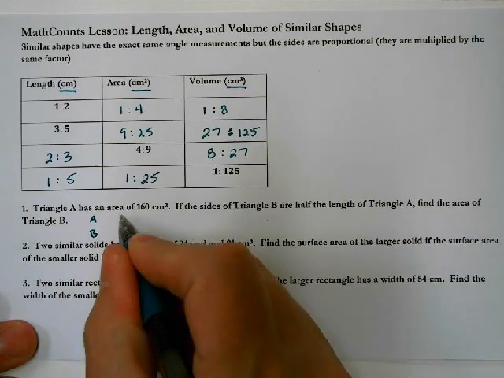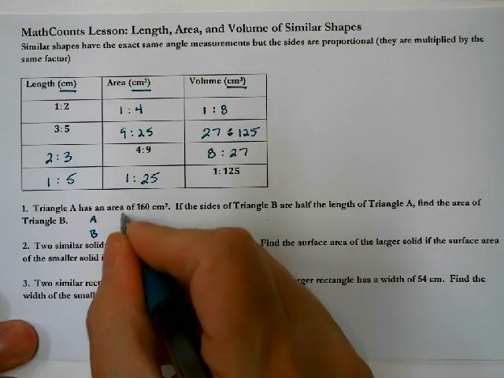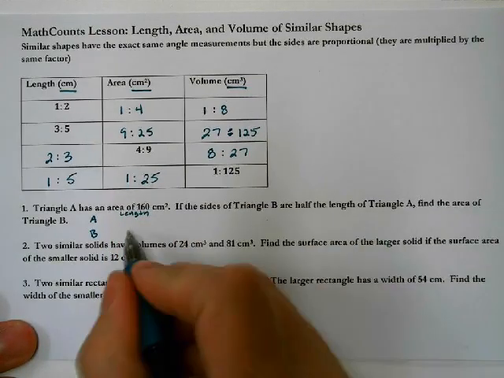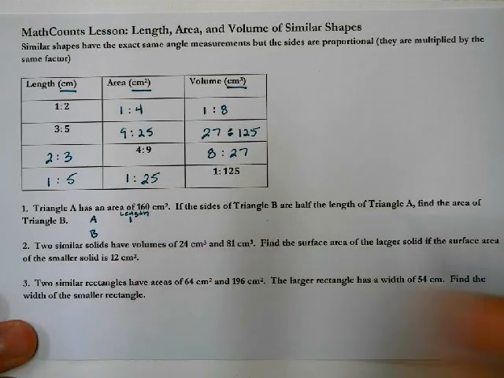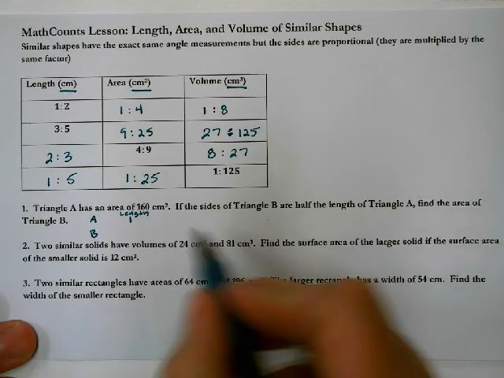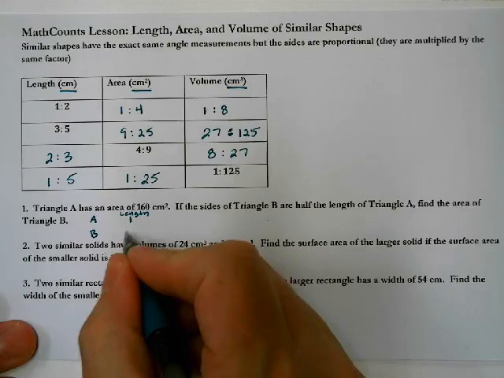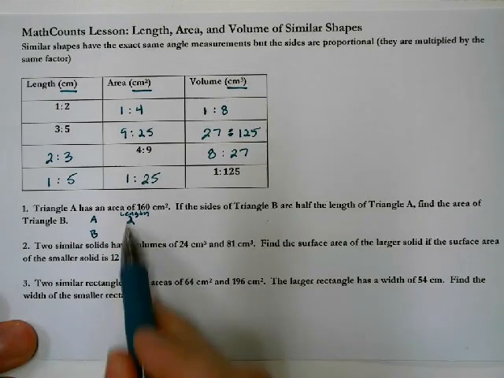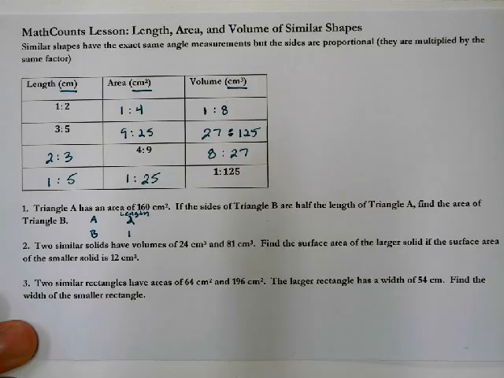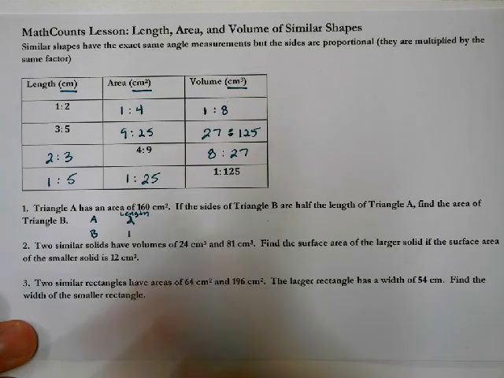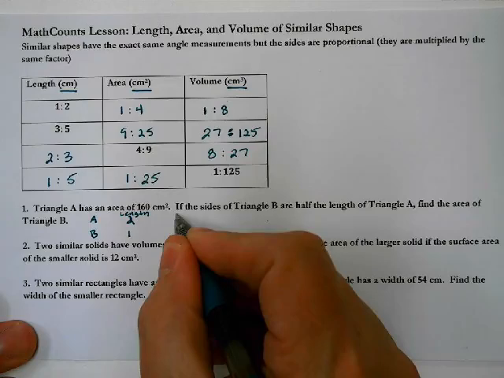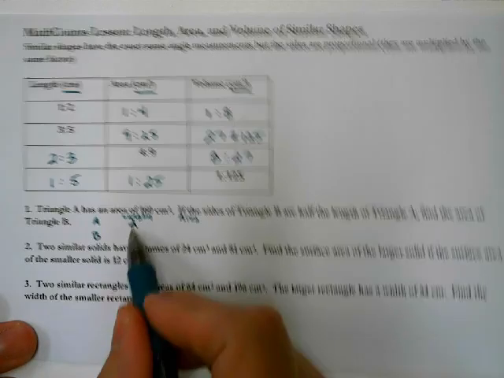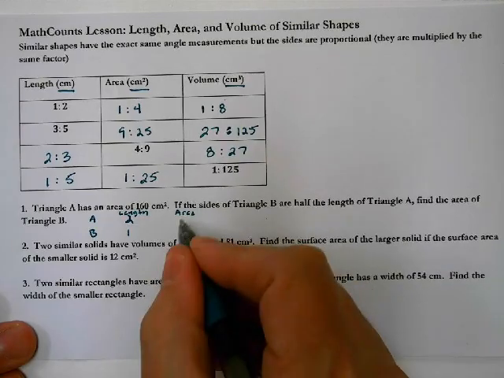So for length, A would be 1, nope, B is half the length, okay, so B would be 1, A would be 2. So B is half the length of A, so that's the ratio of the lengths, but we don't want the ratio of the lengths, we want the ratio of the areas. So if they're in a ratio of 2 to 1, then the areas would be in a ratio of 4 to 1.